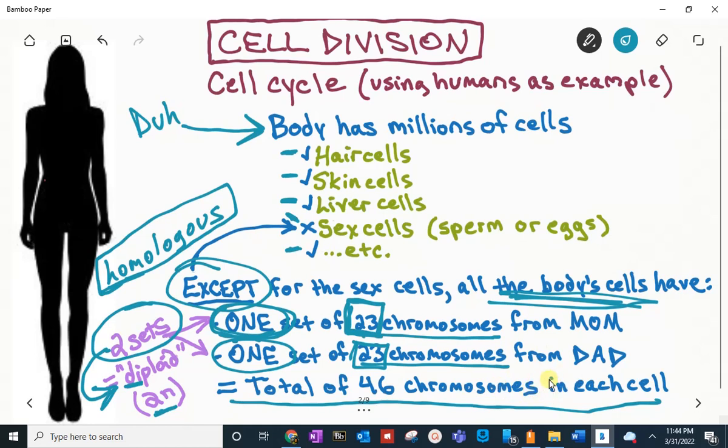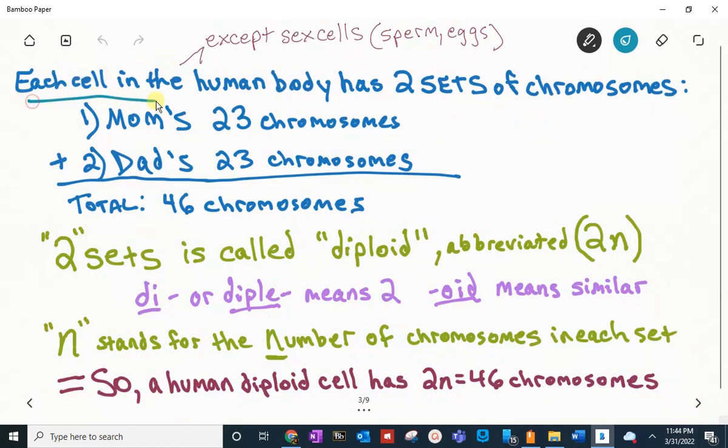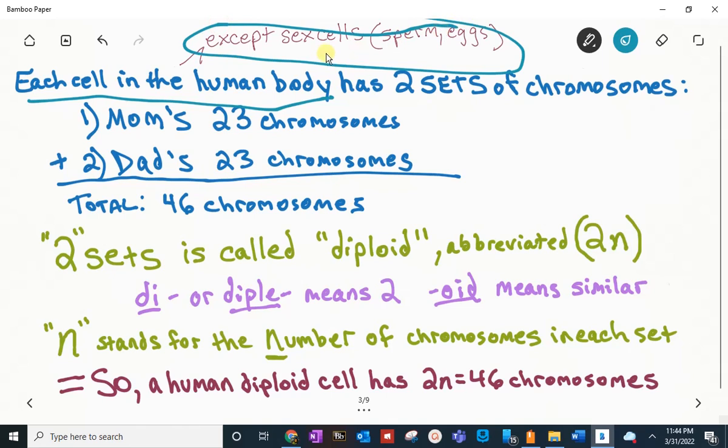And that's why they say humans have 46 chromosomes. It's actually two sets of 23 chromosomes. One set of 23 chromosomes from mom, one set of 23 chromosomes from dad. But you add those together and you get 46. So, as I said, each cell in the human body, except for the sex cells, has two sets of chromosomes, one from mom, that's 23 chromosomes, one from dad, that's 23 chromosomes, the total is 46.